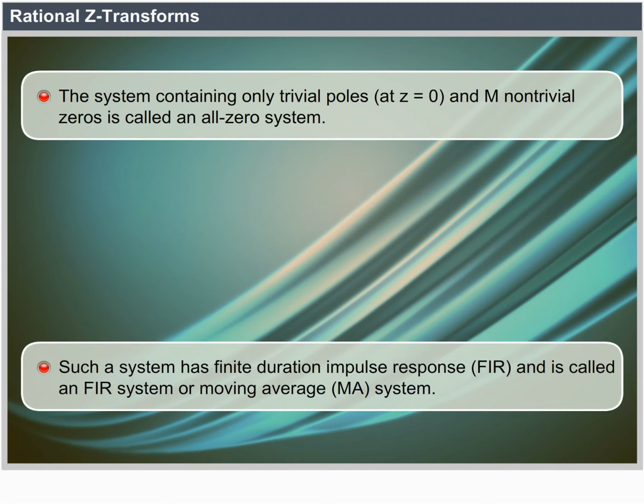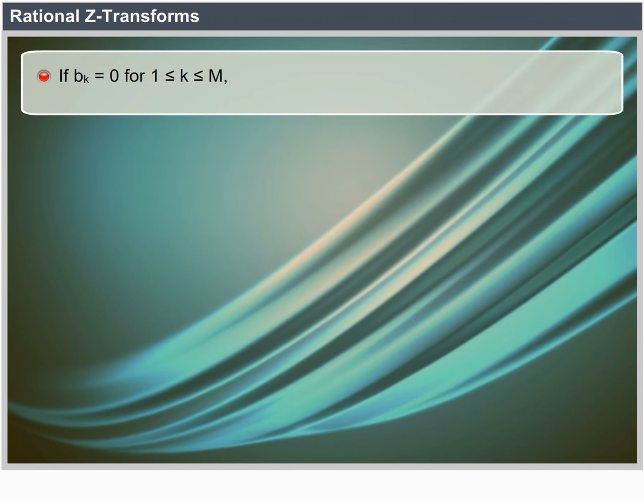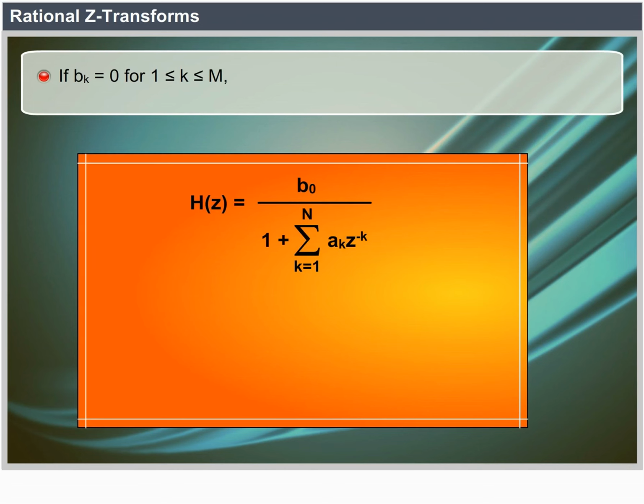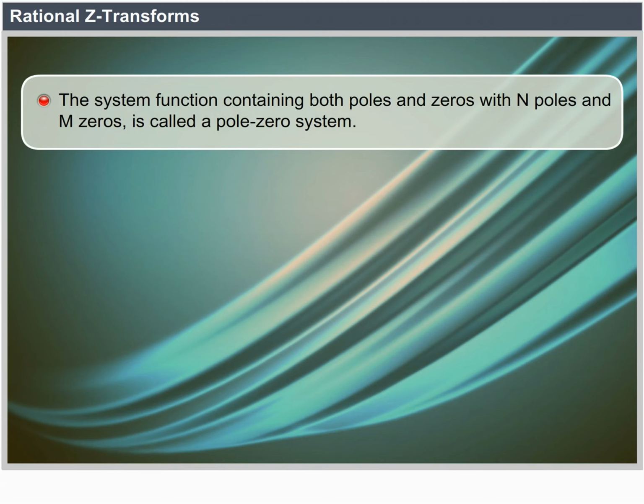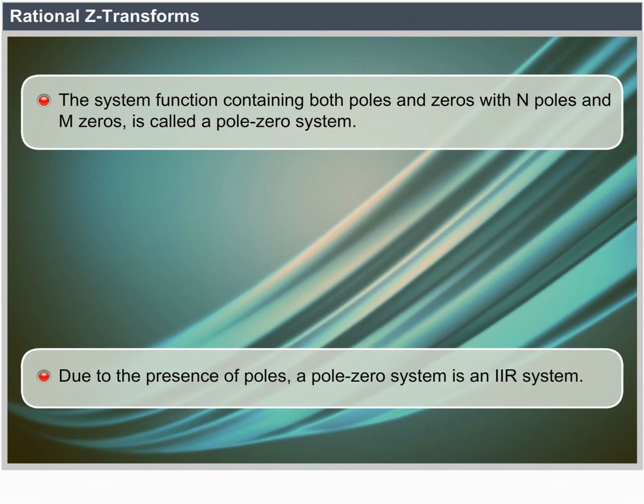If b_k equal to 0 for 1 less than or equal to k less than or equal to m, H(z) equal to b_0 divided by 1 plus summation k equal to 1 to n of a_k z^(-k), equal to b_0 z^n divided by summation k equal to 0 to n of a_k z^(n-k), where a_0 equals 1. The system function containing both poles and zeros, with n poles and m zeros, is called a pole-zero system. Due to the presence of poles, a pole-zero system is an IIR system.